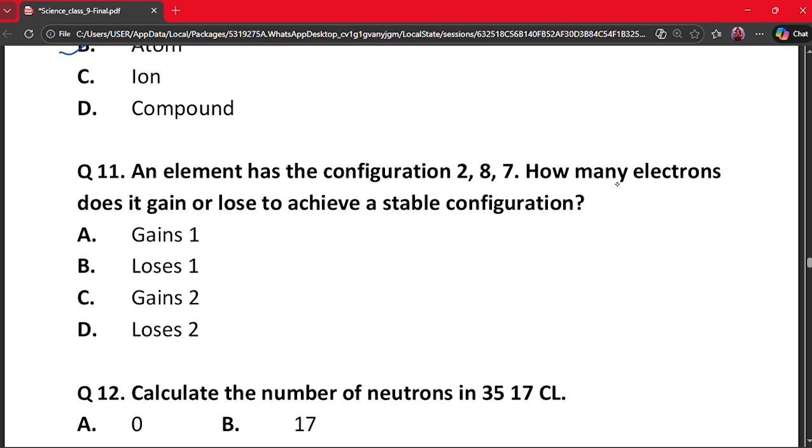Our next question is question 11. An element has the configuration 2, 8, and 7. How many electrons does it gain or lose to achieve a stable configuration? A. Gains 1, B. Loses 1, C. Gains 2, and D. Loses 2. So here the correct answer is A, gains 1. Why? Because configuration 2, 8, 7 means the atom needs one more electron to complete the octet, and gaining one electron makes the configuration stable like noble gases. Hence it gains one electron.